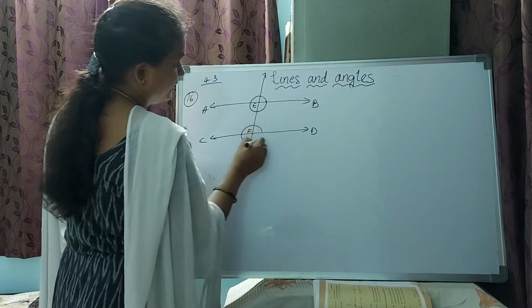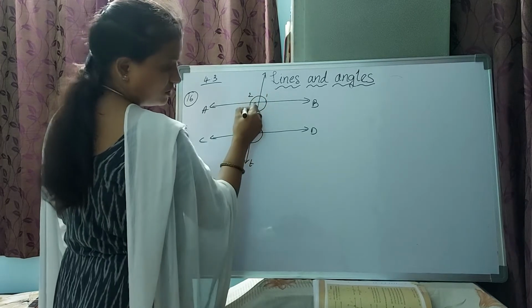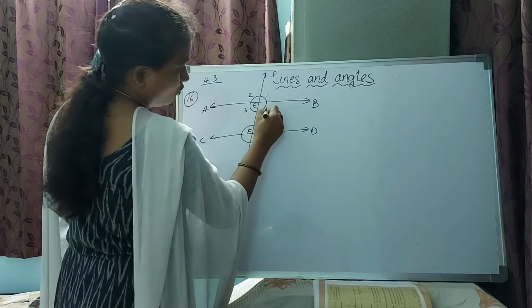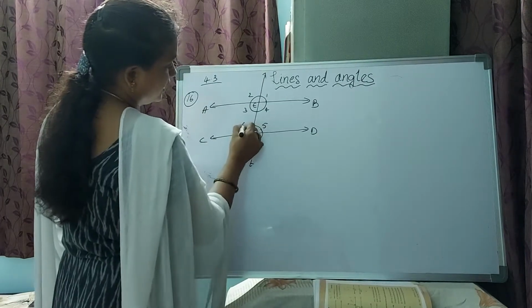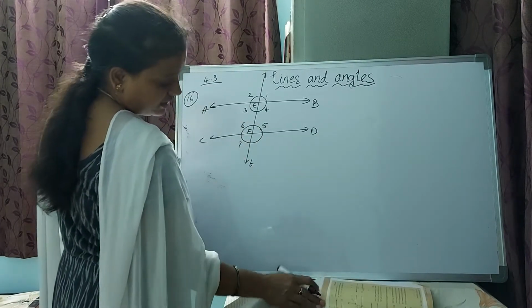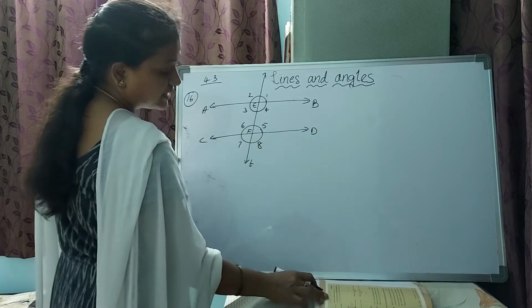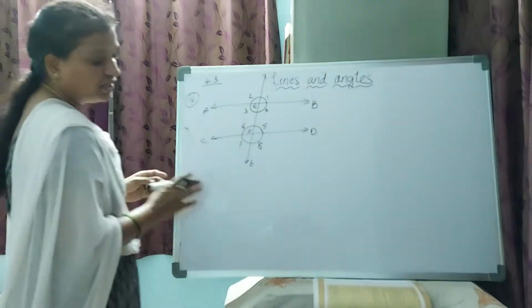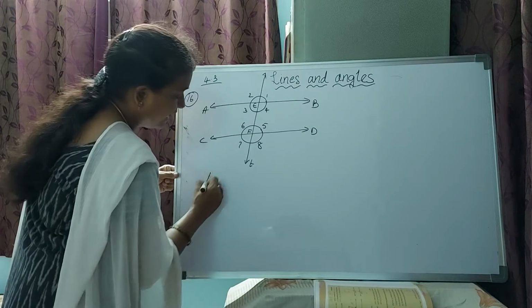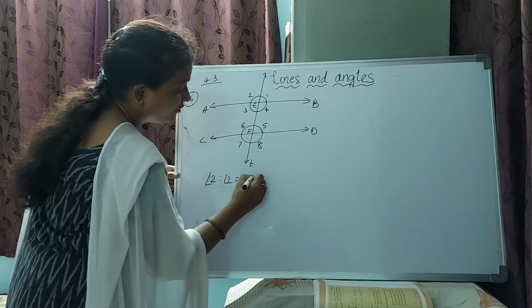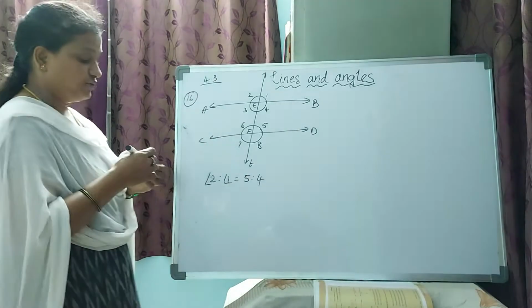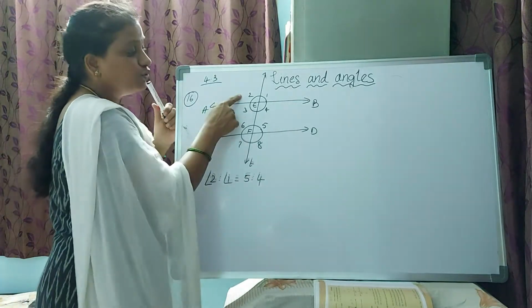What are the angles? See, 1, 2, 3, 4, 5, 6, 7, 8. But what he has given, everything he has given, he told that angle 2 to angle 1 is 5 is to 4. Observe here, angle 2, angle 1.